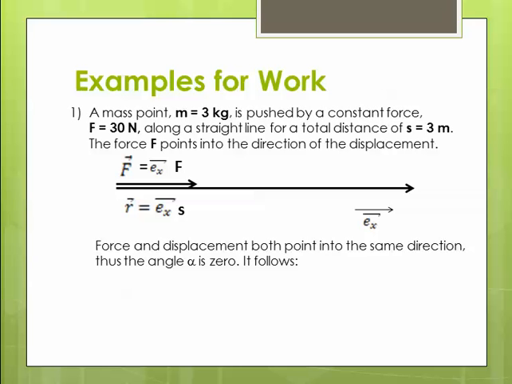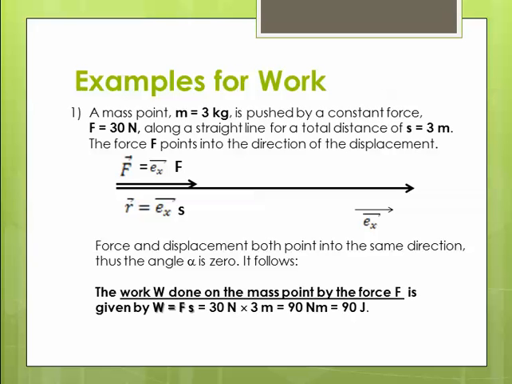Force and displacement both point into the same direction. Thus, the angle alpha is 0. We remember cosine of 0 is 1. It therefore follows the work W done on the mass point by the force F is given by W equals F times S. It is the product of the magnitudes of force and displacement.